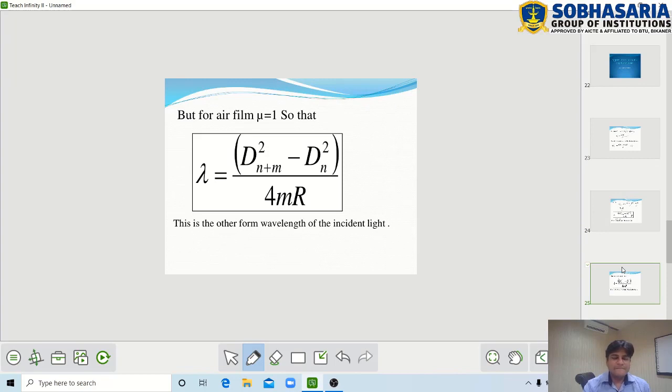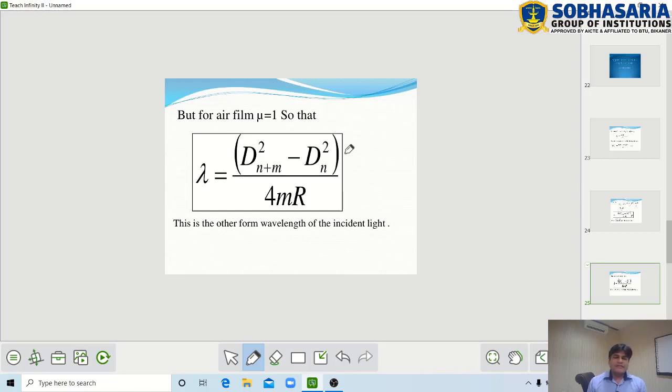If mu equal to 1, meaning the air film is formed between the plano-convex lens and the plane glass plate, for an air film the value of the refractive index is 1. Therefore, mu equal to 1, so that our formula for the wavelength of the light becomes lambda equal to d(n+m) square minus dn square upon 4mR. This is the other form of the wavelength of the incident light.